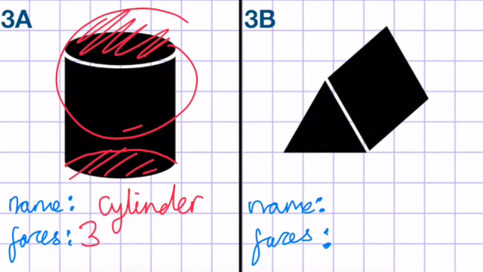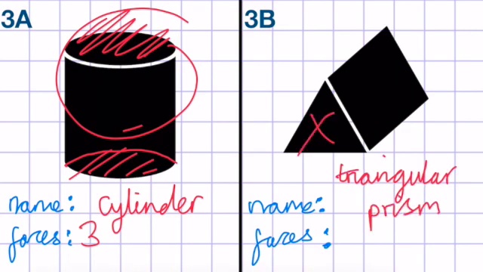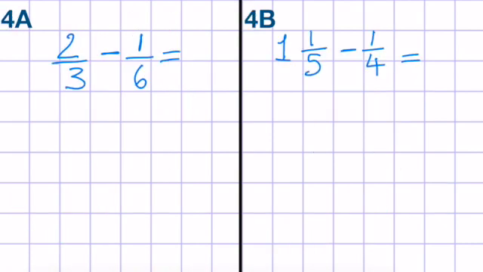Okay. This is a triangular prism. There's a face on this side and there's a face on that side. So that's 1, 2, and then there's 3 around the outside. So there are 5 faces. We've now got 2 subtractions with fractions. Pause the video, then we'll do it together.